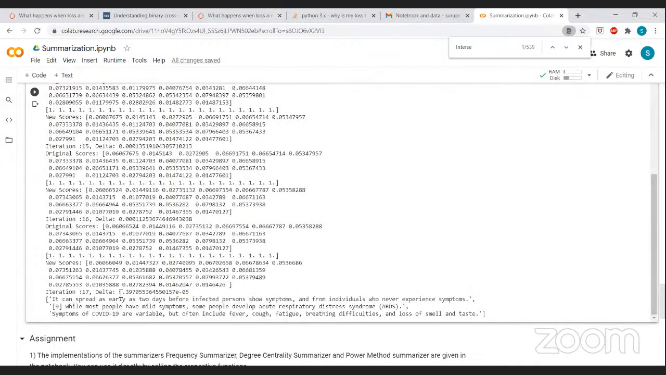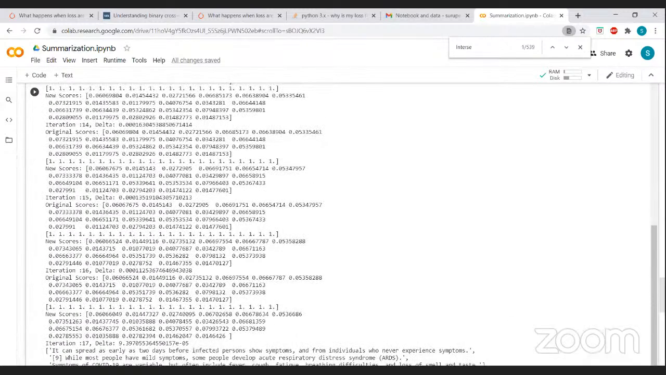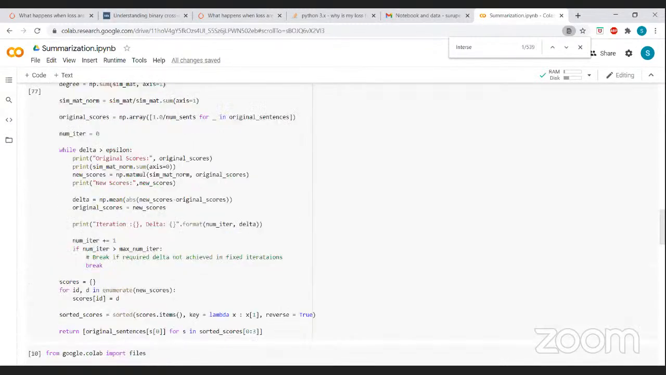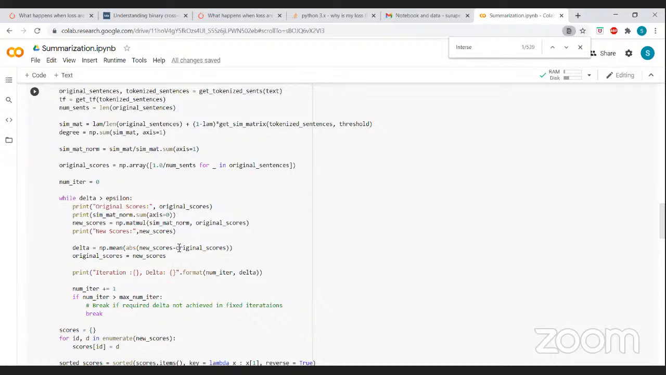So what you need to understand now is what is so special about that matrix that you keep multiplying with the sentence scores, and you keep getting new scores. Shuru, can you scroll up to the power method? Right. So look at sim underscore mat.